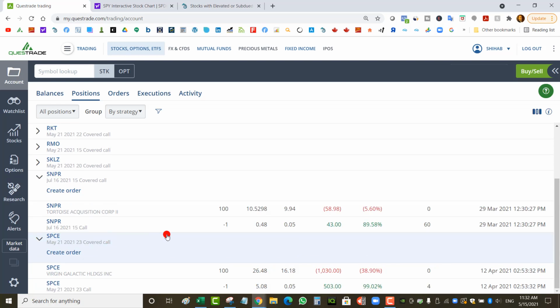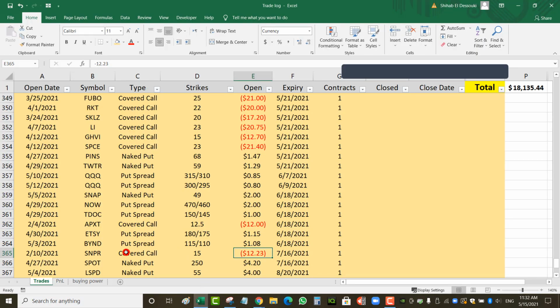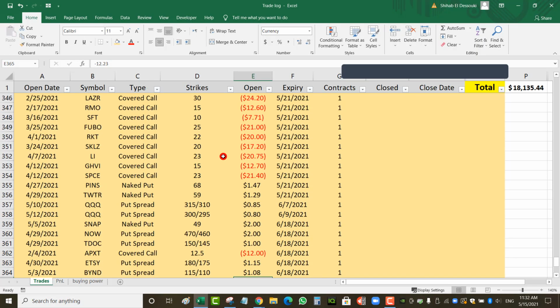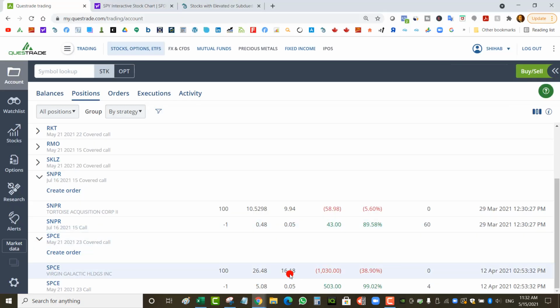And finally, in my RSP, Virgin Galactic, my cost is around 21, I think. Here, let's look at the spreadsheet. SPCE, my cost is 21.4. The stock is trading at 16.18. So yeah, not good. All I could do is continue selling covered calls.